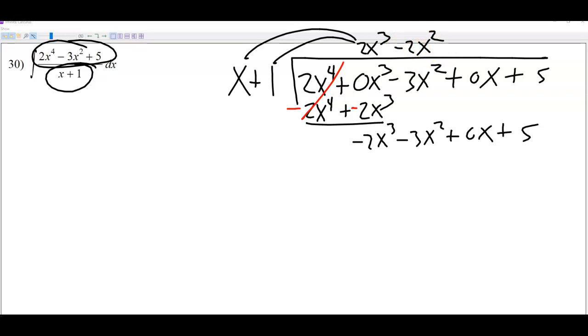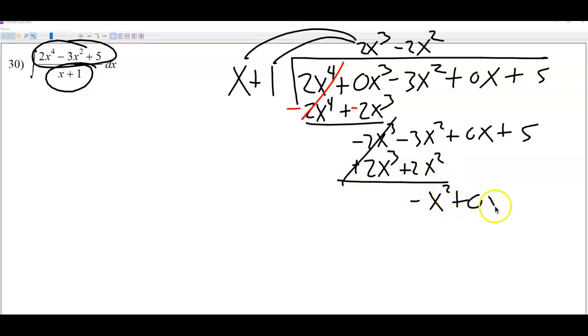Once again, multiplying it by both of these, we end up with negative 2x cubed minus 2x squared. And then changing the signs, these go away, and I'm left with negative x squared. What do I multiply this by to get negative x? That would be, or negative x squared, I should say. That would be negative x. So multiplying that x times both of those again, we get negative x squared minus x.